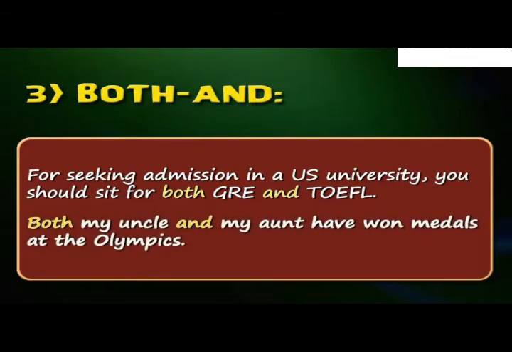B. Both my uncle and my aunt have won medals at the Olympics. Here, both and is used in the sentence as correlative conjunction, as both uncle and aunt have same importance in the sentence. Both have won medals in the Olympics.